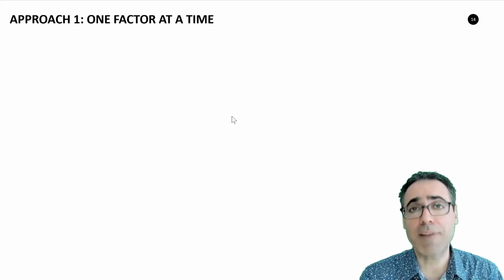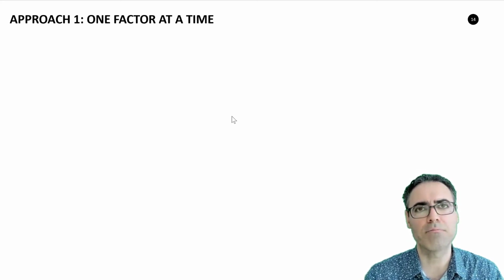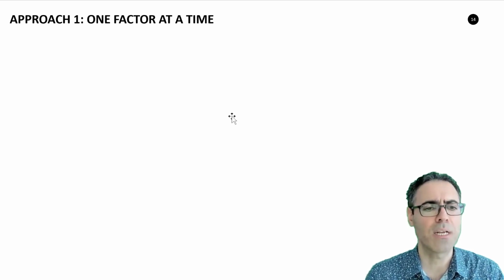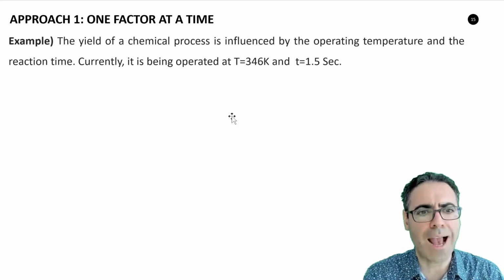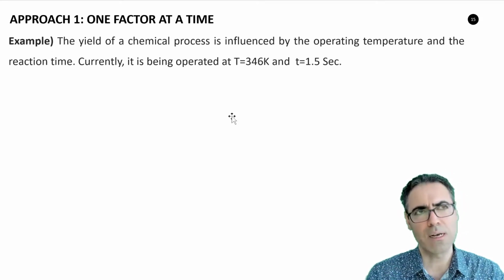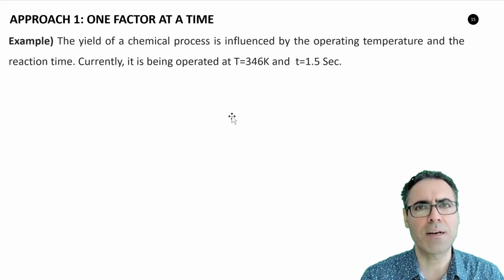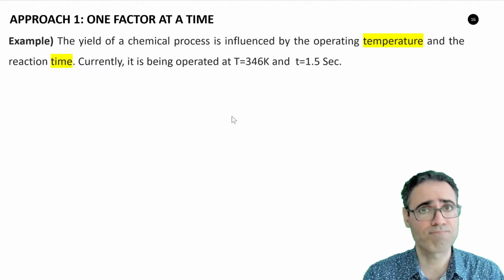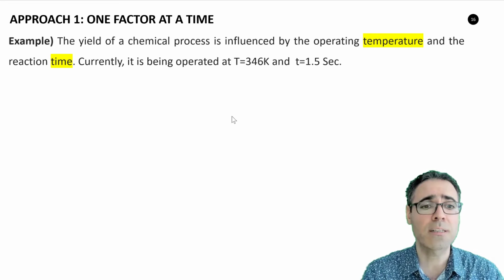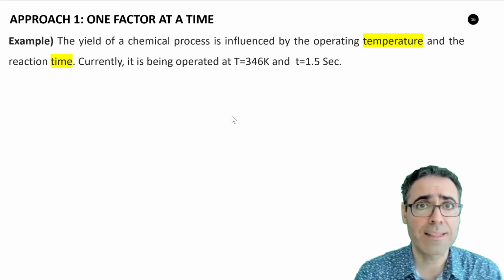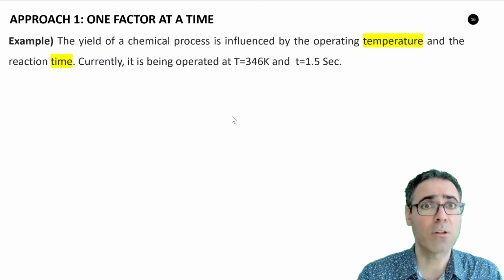Approach number one: factor at a time. What does it mean? As the name implies, keep everything constant and change only one parameter. Let's look at one example and see how this method works. Let's suppose that we have a chemical process, whatever. And suppose that this chemical process is being influenced by 2 factors, temperature and time. All right, 2 parameters influencing the yield of this process, whatever it is.